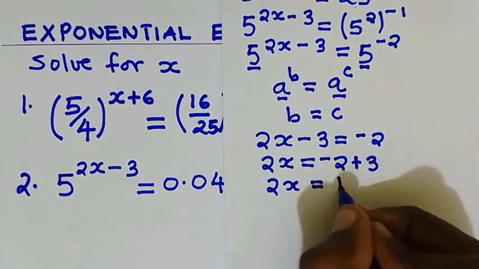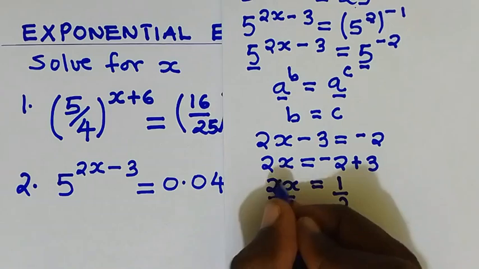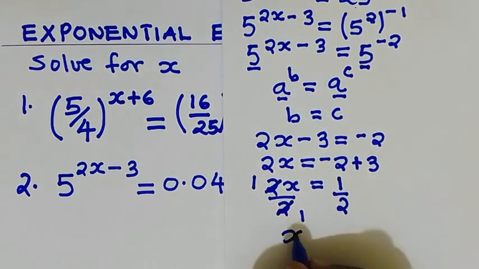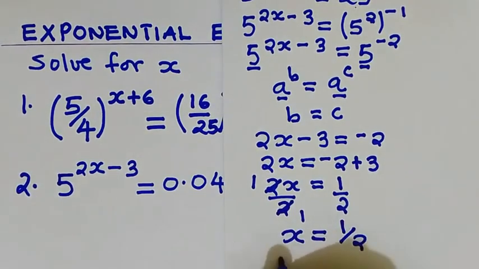We get 1. I'll divide by 2. By 2, 1. We get x is equal to 1 over 2.